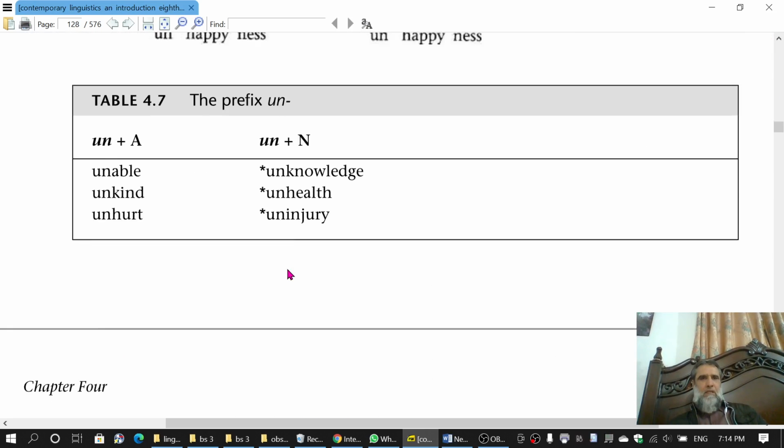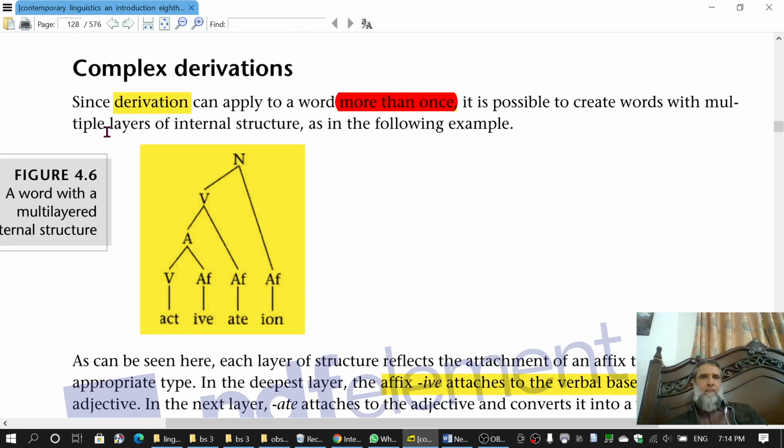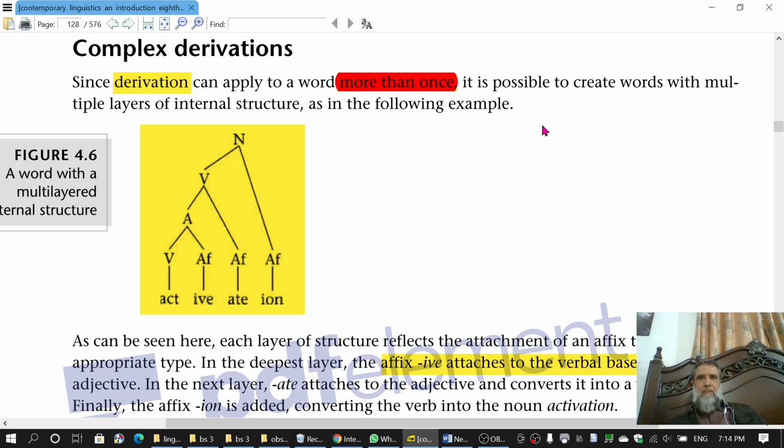अनहेल्दी। अब मैं इसको रीड करता हूं ताकि आपको समझ आ जाए। Complex derivations, since derivation can apply to a word more than once, derivation एक से ज्यादा मर्तबा हो सकता है। It is possible to create words with multiple layers.